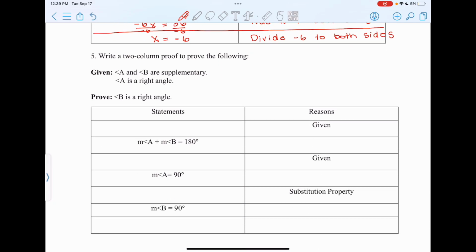So we start with our givens, that angle A and angle B are supplementary. That was one of our givens. Because angle A and angle B are supplementary, that means that their measures add up to 180. That's the definition of supplementary.